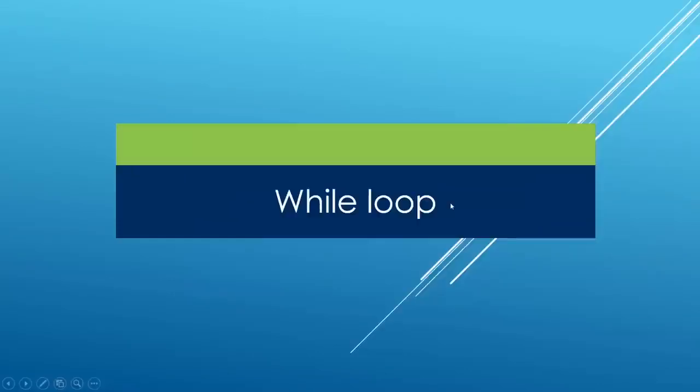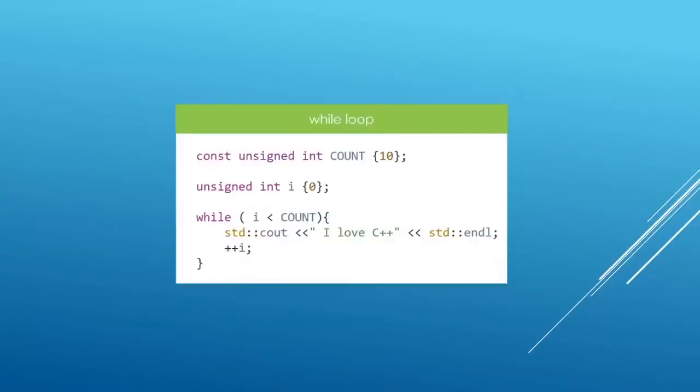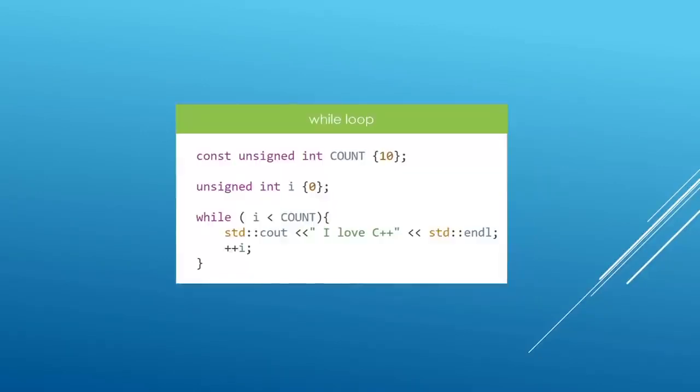In this lecture, we're going to learn about while loops. And this is another construct we have in the C++ programming language to allow us to do repetitive tasks. The syntax for a while loop looks like this. We have 5 parts in our loop. We have the iterator, the starting point, the test, the incrementation, and the loop body. It's just going to be set up differently for while loops.